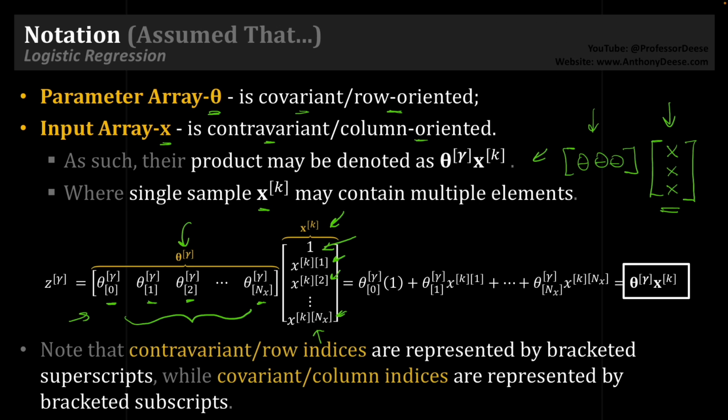Now, what's this 1 right here? If you remember, we used something similar in the linear regression, right? This 1 serves as the coefficient for the 0th parameter, which essentially serves as our constant offset. And then over here, you can see the whole expression expanded. Again, note that contravariant or row indices are represented by bracketed superscripts, right? You can see those here, while covariant or column indices are represented by bracketed subscripts.